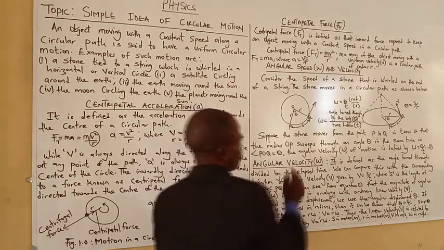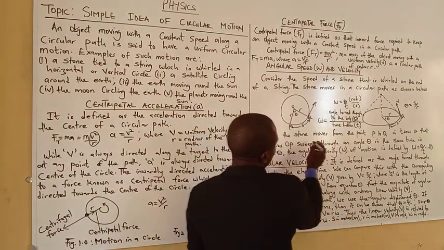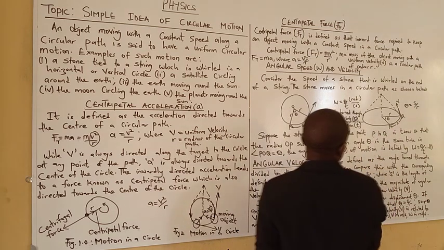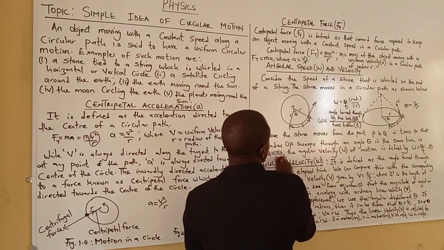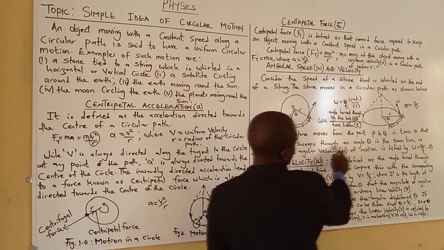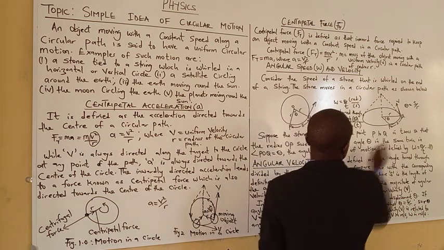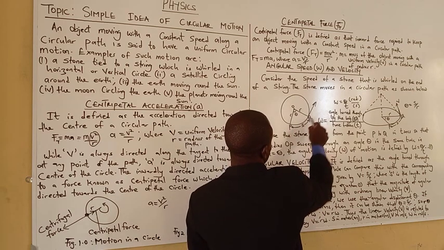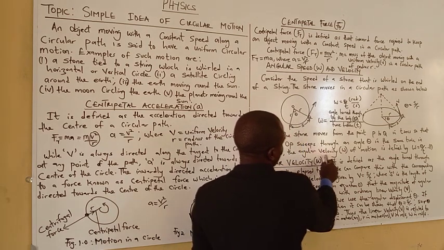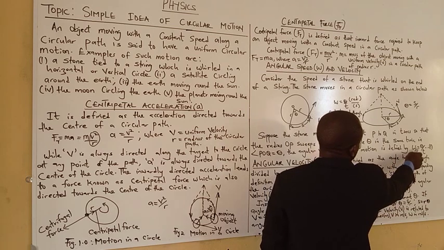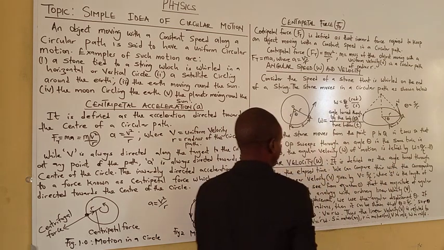Very, very important. Okay. Now, suppose the stone moves from the point P to Q in t seconds, so that the radius OP sweeps through an angle theta in the same time, that is, angle POQ equals theta. The angular velocity W of motion is defined by W equals theta over T.